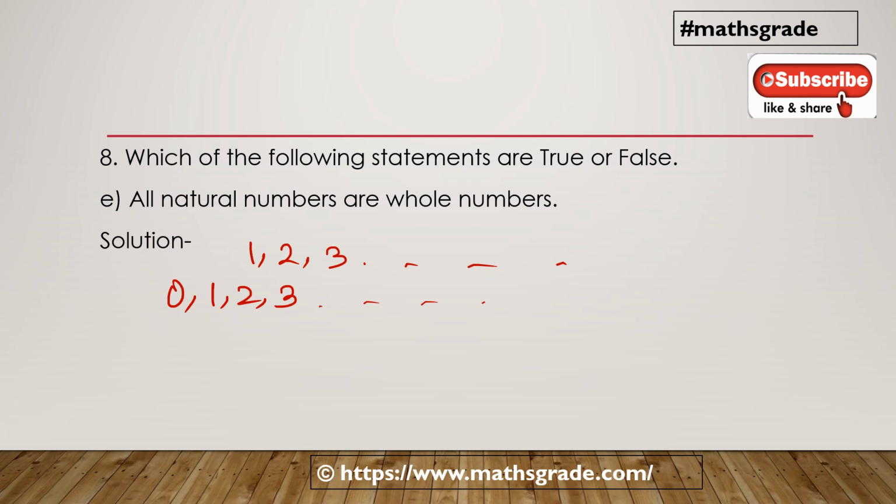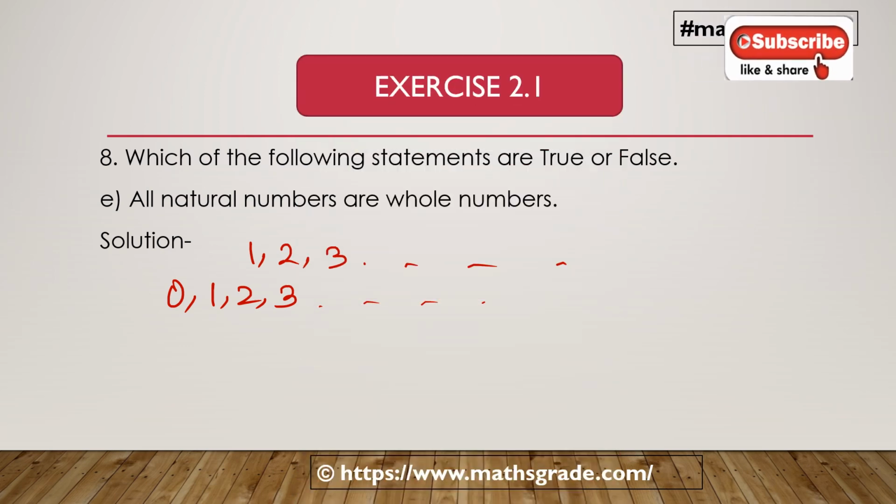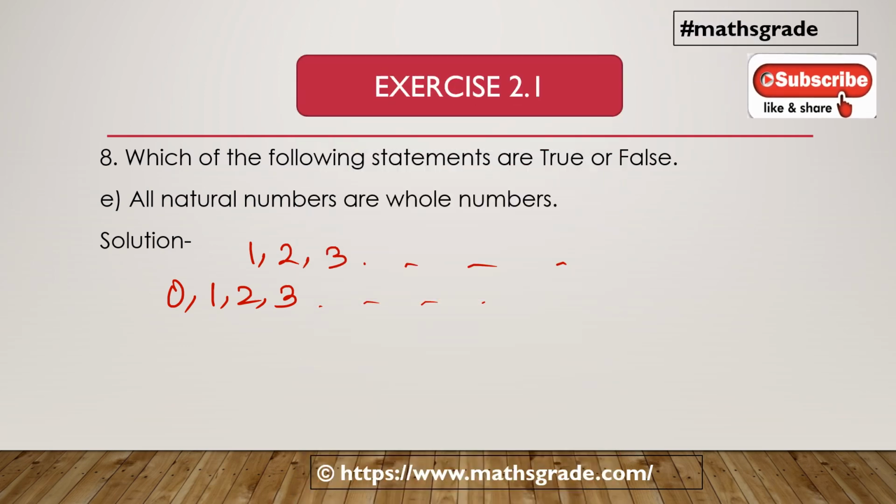So all natural numbers are whole numbers. Yes, 1, 2, 3 is present in whole numbers. So 1, 2, 3 are natural numbers, and are whole numbers. So all natural numbers are whole numbers. This is true.